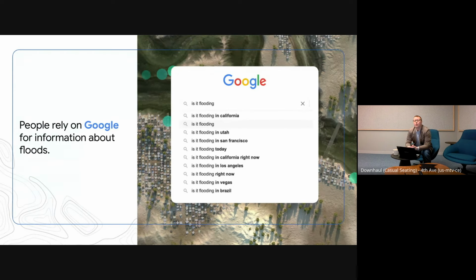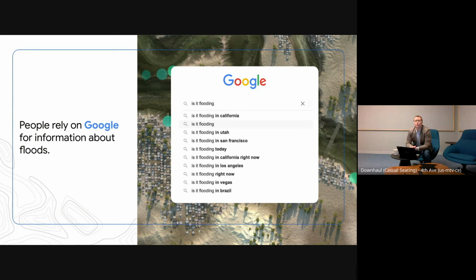And the reason is because people come to Google for information about floods. We get about a billion people coming to Google search per year asking if it's flooding near them or if it's flooding in a certain location. And then we get maybe another billion-ish people that use Google Maps that would benefit from information about flooding when they're getting directions to go somewhere.